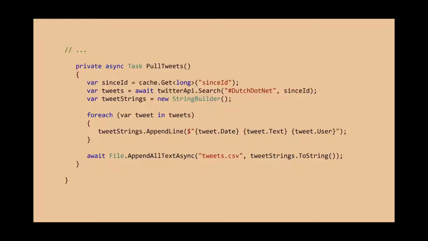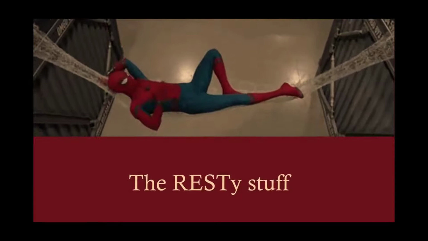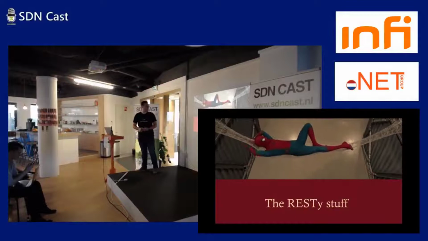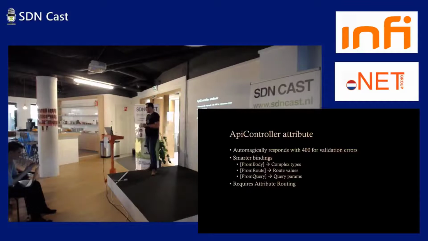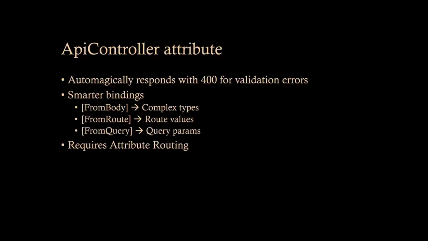So we talked about clients, we talked about service, we talked about hosted services, which is somewhere here. Let's talk about the RESTy stuff, and the whole, God forbid, word REST. In ASP.NET Core 2.1, there's this new ApiController attribute that got introduced, which is quite cool.